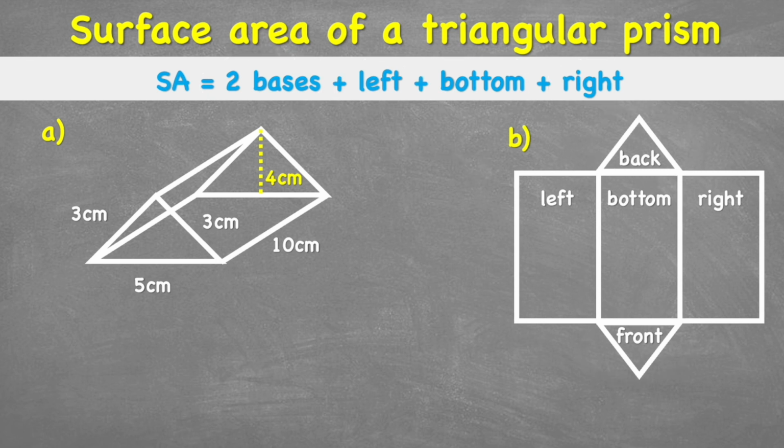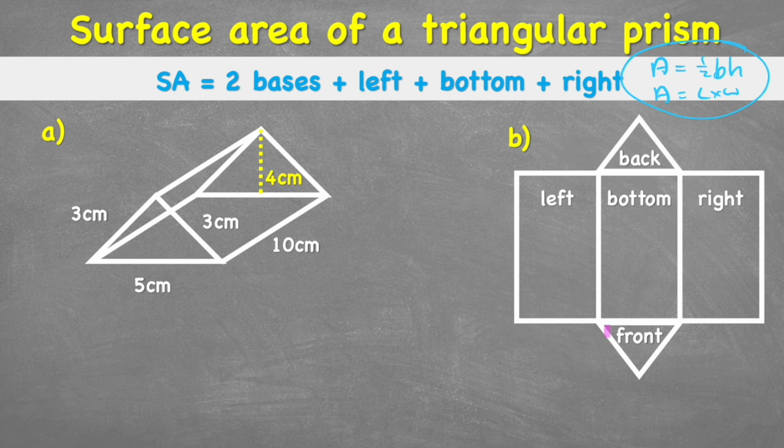And I'm going to use two formulas today. First, the formula for a triangle, which is area equals half base times height, and I'll use the formula for the area of a rectangle, which is area equals length times width. So I'm going to keep these in my mind throughout this whole lesson.